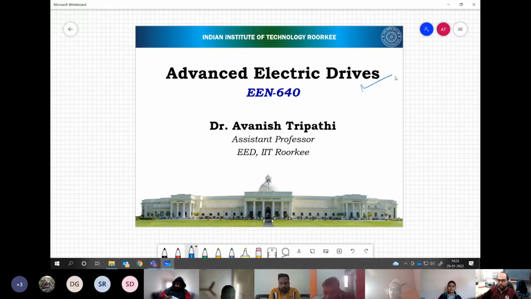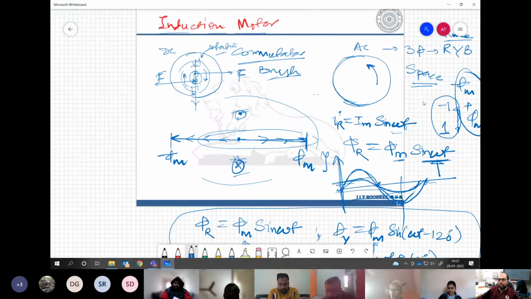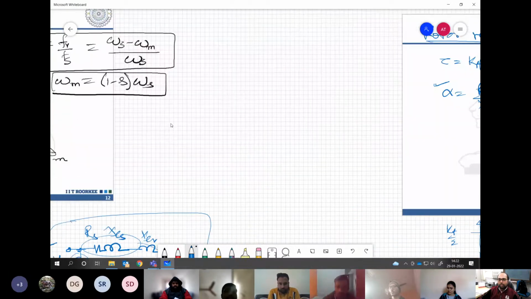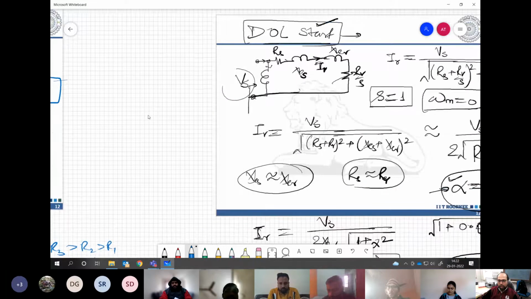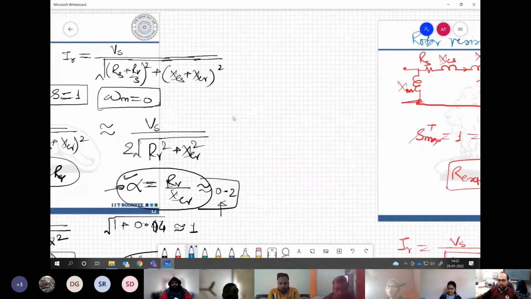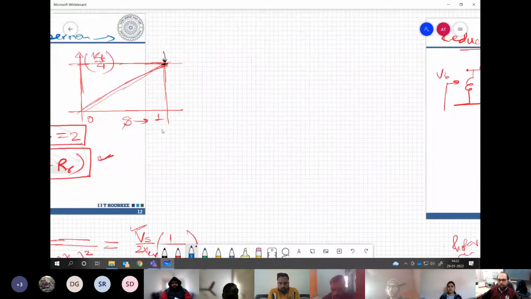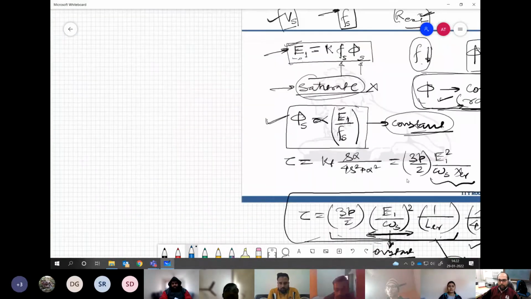So let's start today's lecture, lecture 13 for our Advanced Electric Drives course. And we are now discussing the realization of voltage source and current source converters. After discussion on induction motor and what we need to run induction motor, we have realized that we need to generate variable voltage, variable frequency output voltage, which is possible through the power converter.